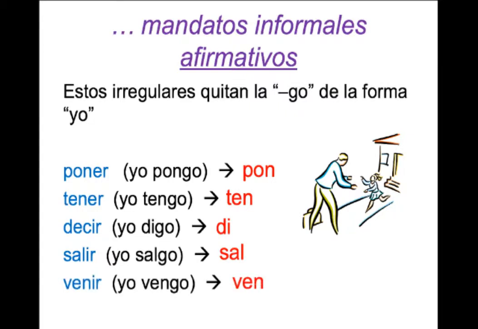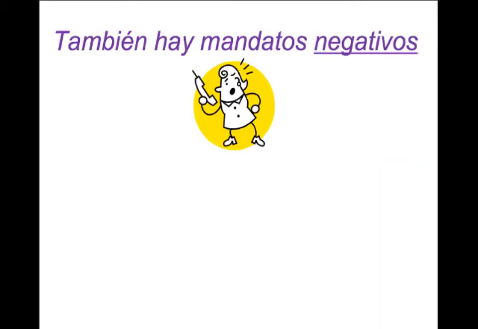Venir becomes ven, come, which is one we probably hear a lot in the grocery store with Spanish-speaking families. Ven aquí. Ven aquí, mijo. Ven aquí, mija. So that was not too bad, but the negativos are a little more complicated.